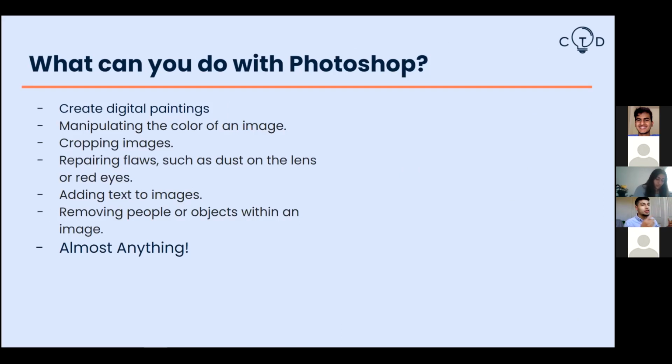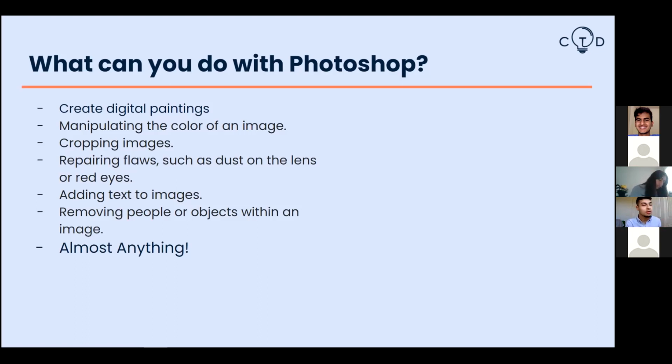So you can create digital paintings, you can manipulate the color of an image. You can also do a lot more to the color of an image. I'll get into that later. You can crop an image, and that has to do with masking. You can repair flaws, like red eyes or the dust on the lens. You can do a lot more. Like if your hair's sticking out, you can remove that with clone stamping.